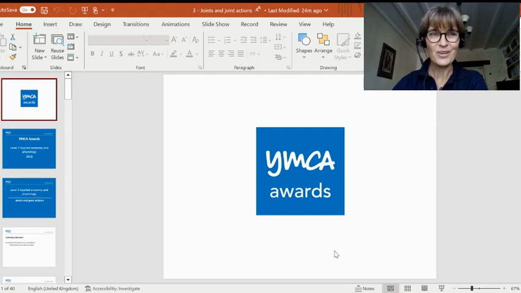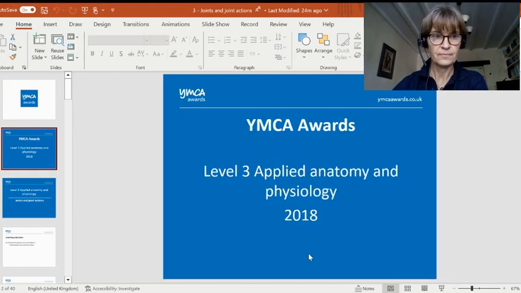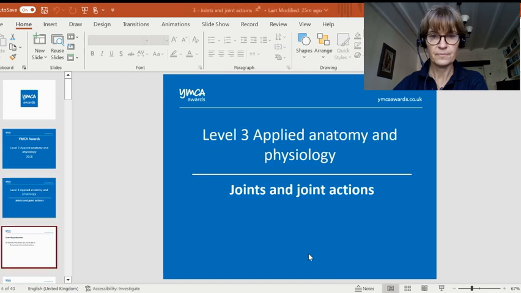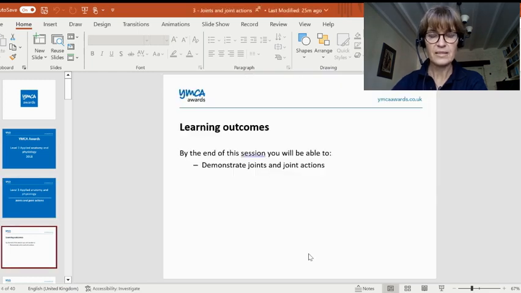Hello, everybody. So, today we're going to be looking at joints and joint actions. By the end of today's session, you'll be able to demonstrate knowledge about joints. You'll be able to understand the different joints that we have and the different joint actions that occur.